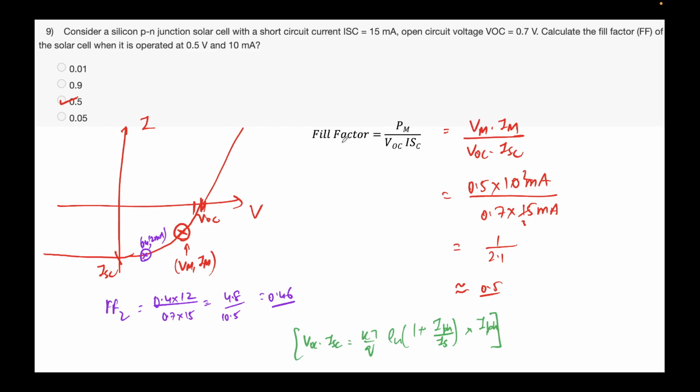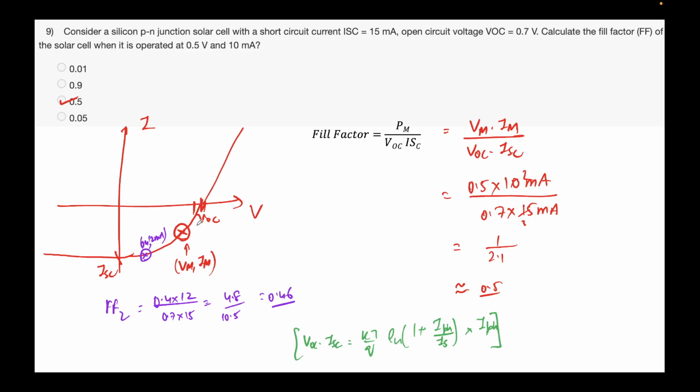Okay, right. Oh, wait a second. Maybe you cannot change. Oh yeah, VOC and ISC I believe you cannot change once you have fabricated it. So this will not change, but PM, because this lies on this line, and so we know the expression for this line.